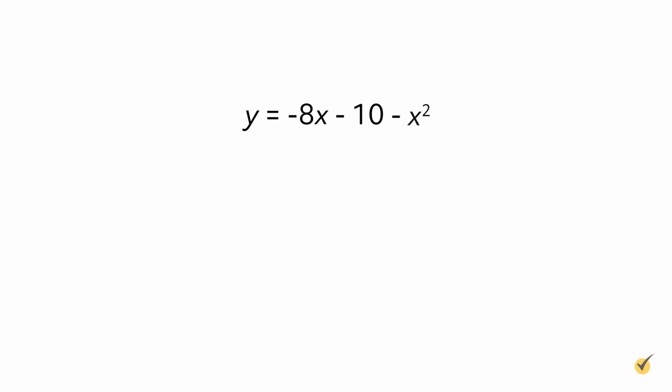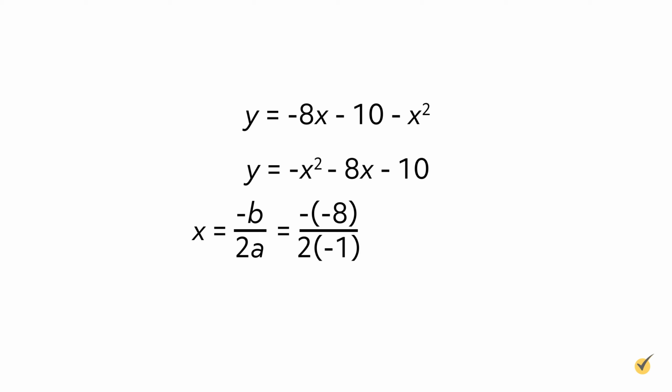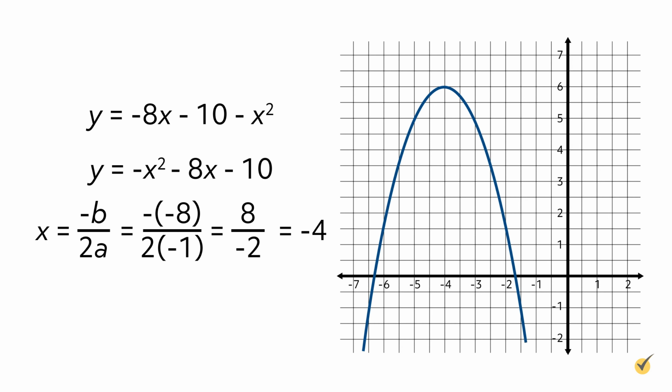Find the axis of symmetry for the parabola y equals -8x minus 10 minus x squared. The equation of this parabola is neither written in standard form nor vertex form, but we can easily change it to standard form by bringing that -x squared term to the front. Now the terms are in descending order, and we can use the formula x equals -b over 2a to get the x-coordinate of the vertex. Here, b equals -8 and a equals -1. The vertex of this parabola has an x value of -4, indicating that the axis of symmetry is located along the vertical line x equals -4.